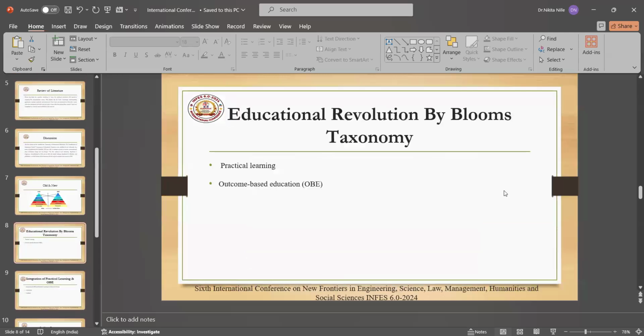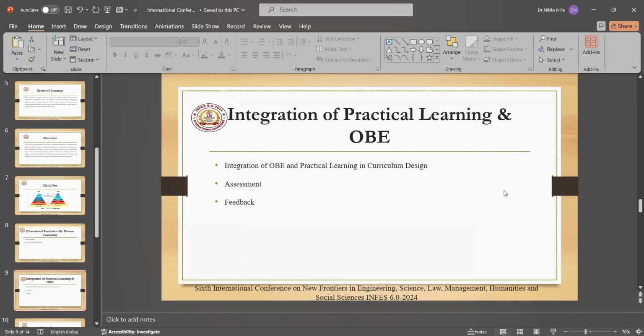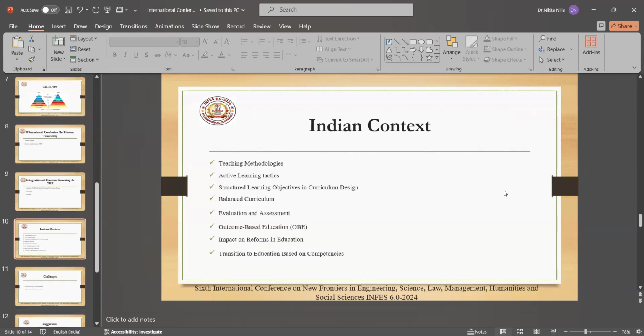So basically, we can say that the educational revolution by the Bloom taxonomy revolves around practical learning and outcome based learning. Then comes the integration of practical learning and outcome based education, which can be integrated through steps that have actually been implemented. That's all about the assessment and feedback which we get from the students, mostly through continuous assessments and feedback. We can integrate the learning approach of all the six levels into our education.